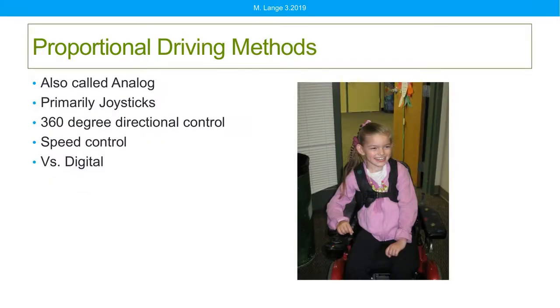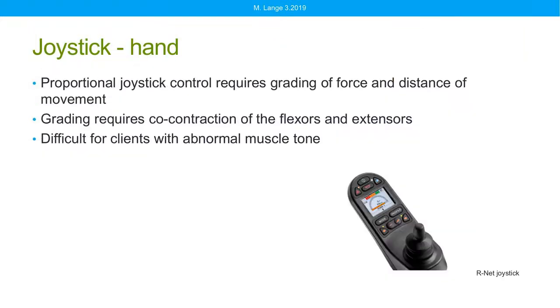So with that, we're going to start with proportional driving methods. Proportional driving methods are also called analog, and these are primarily some form of joystick. When using proportional control, the client has 360 degrees of directional control, as well as speed control. With a joystick, typically the further the joystick is deflected from center, the faster the chair goes. And this is versus non-proportional or digital driving methods, and we'll touch on those in a little bit.